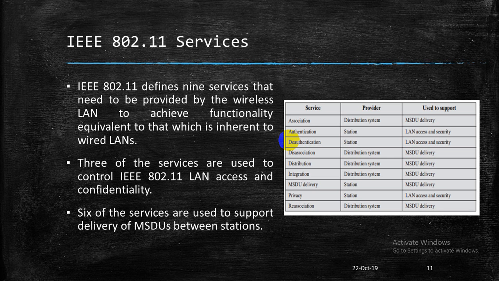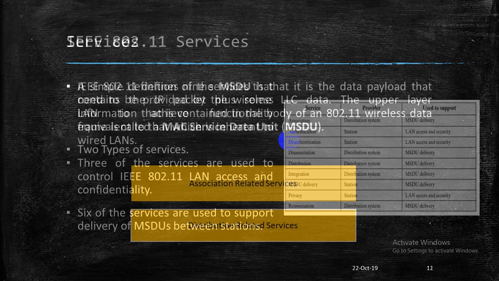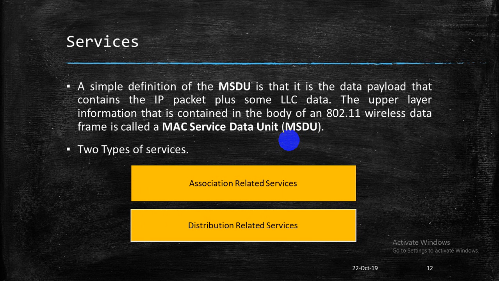MSDUs between stations. What is an MSDU? MSDU is the MAC service data unit, which is a wireless data frame. An MSDU contains a data payload with the IP packet plus some logical link control data. Now I'm talking about services. There are two types of services: association related services and distribution related services.